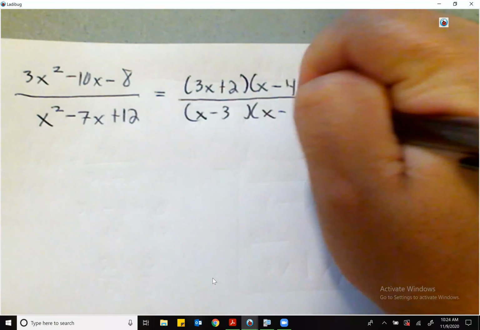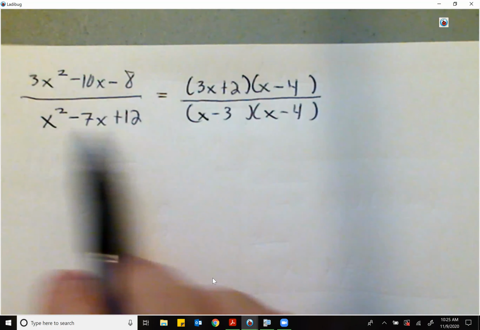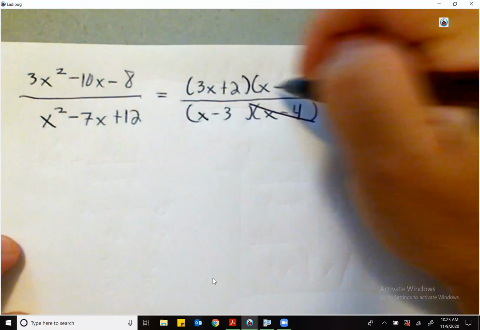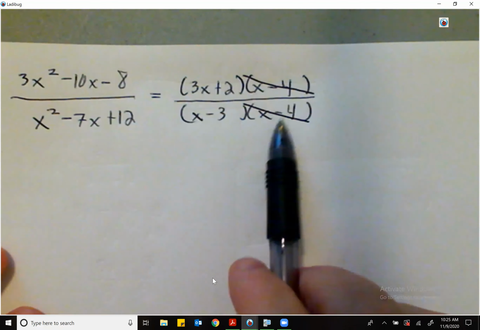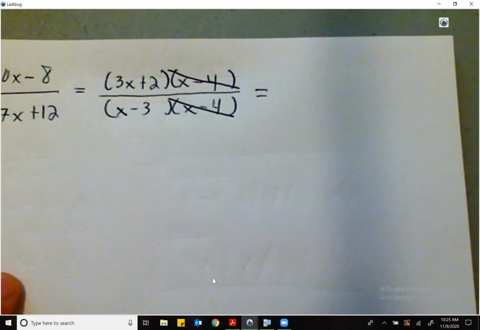I like it. Yeah, remember the first thing with simplifying, you got to make sure everybody's factored, because once it's factored, now we can see what's going to go away. Who's getting canceled out? X minus 4. So we got an x minus 4 on top, we got an x minus 4 on bottom. Gone. And then all we got to do is write down what's left. So what's left?